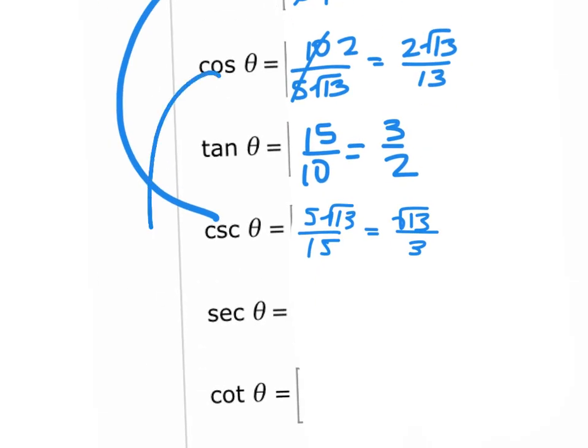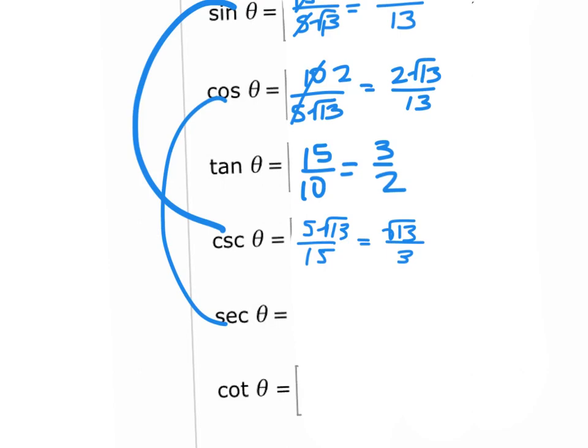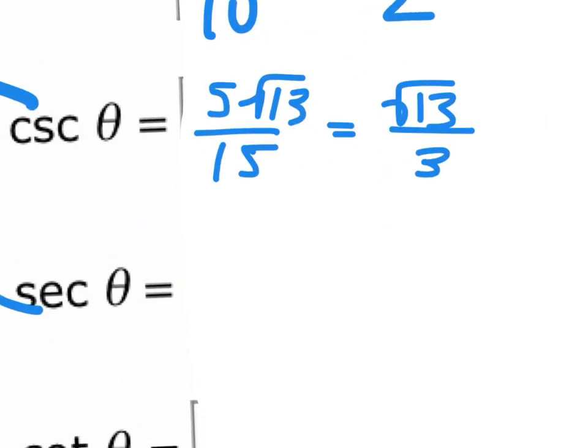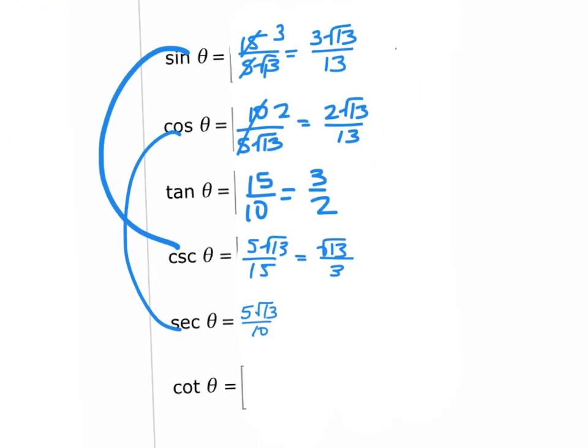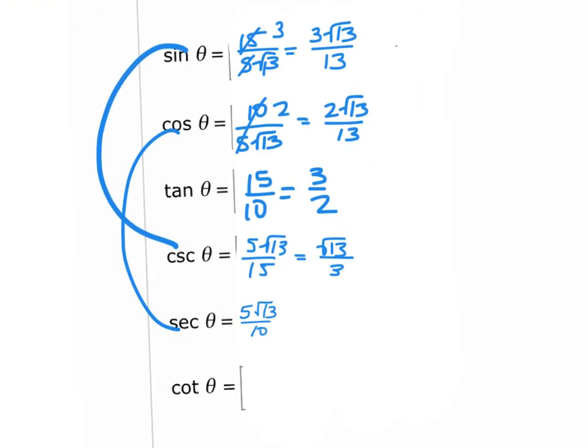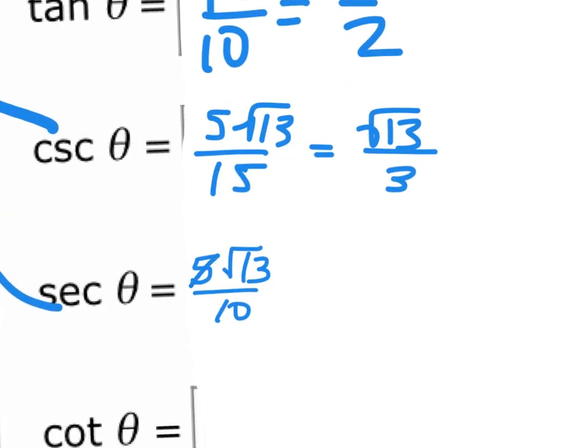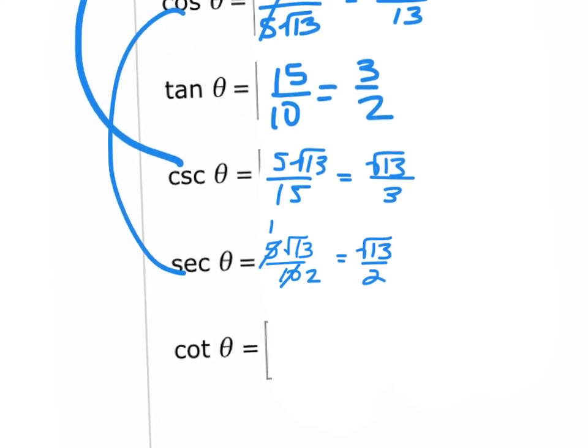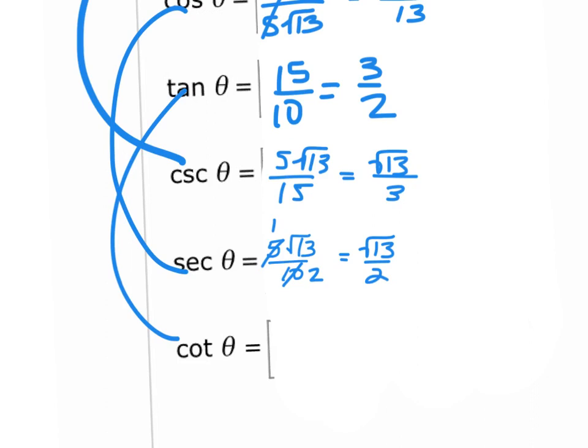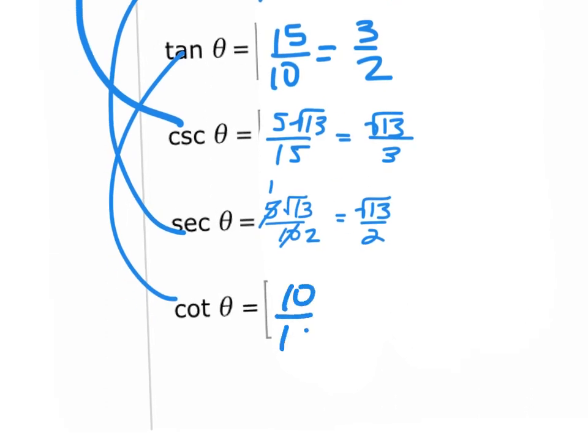Secant goes with cosine. 5 root 13 over 10? Yes? No. 5 root 13 over 10, so the 5 and 10 simplify: this becomes 1, this becomes 2. So it's root 13 over 2. Cotangent goes with tangent. Cotangent is 10 over 15, which becomes 2 over 3.